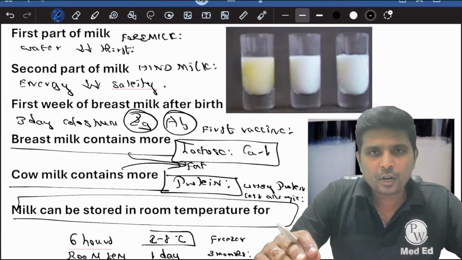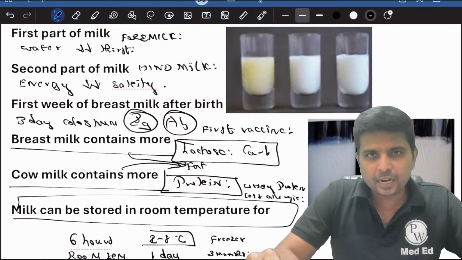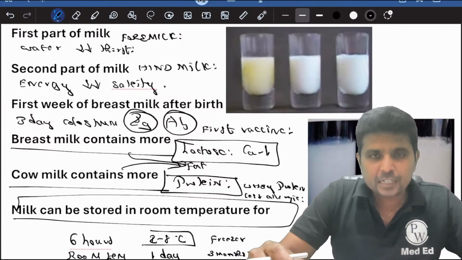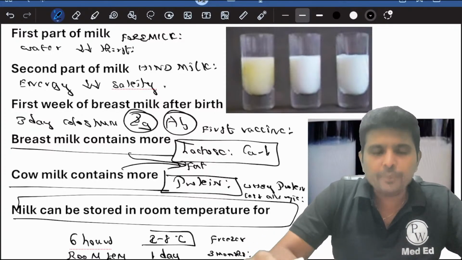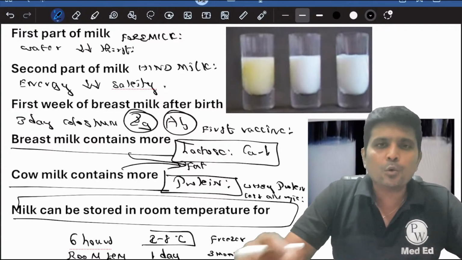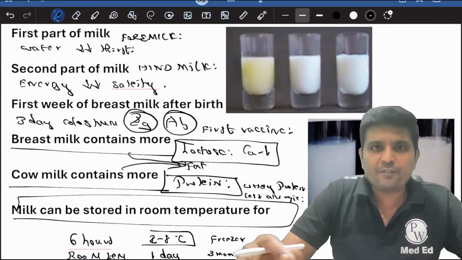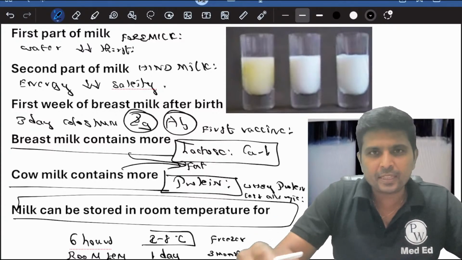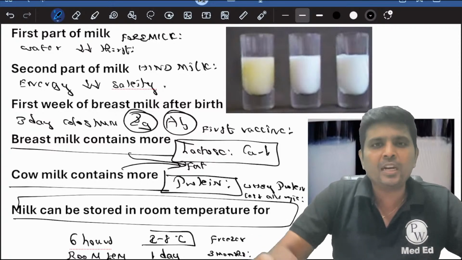Right. What is called colostrum, transitional milk, and then mature milk? The first 4 days of milk secretion after birth is called colostrum. It contains very rich immunoglobulins to protect the child against infection when it is out of the womb. So remember, the first vaccine that we are giving the child is not your BCG or OPV. It is nothing but your colostrum, because of the rich immunoglobulin levels.